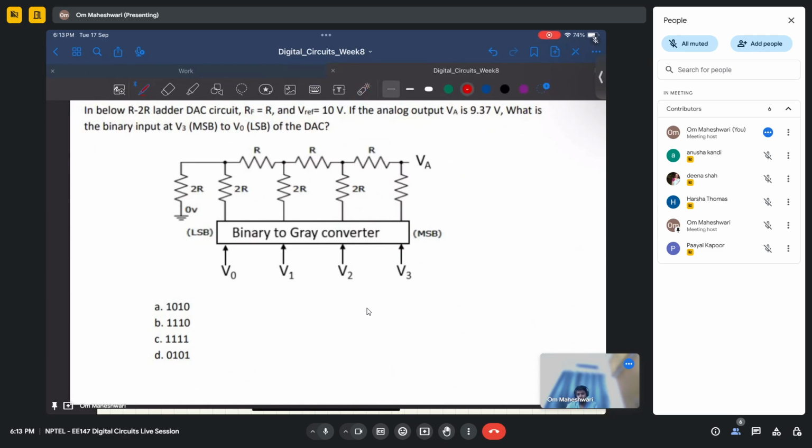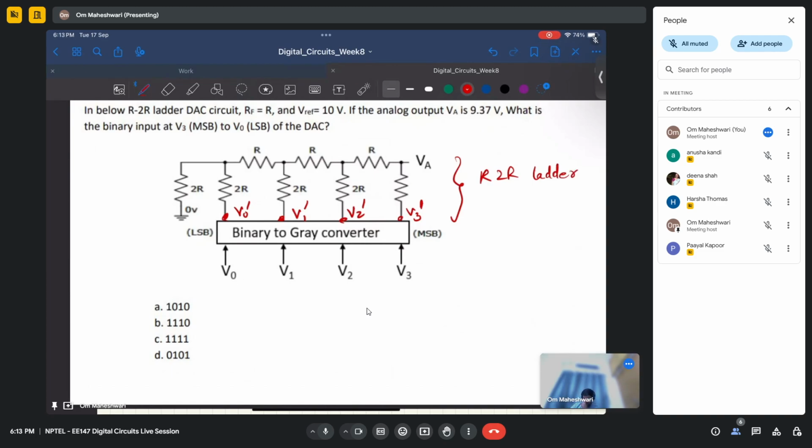Okay, so let us call these inputs V0 dash, V1 dash, V2 dash, and V3 dash. So this has two parts. First is this R2R ladder.